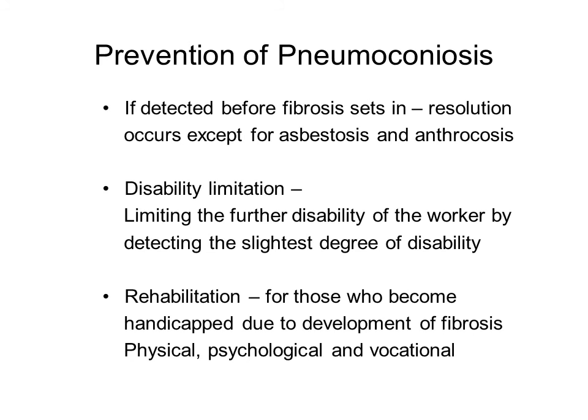The second part of the tertiary prevention is rehabilitation for those who have become handicapped due to development of the fibrosis, either physically handicapped, psychologically handicapped, or vocationally. Physical, psychological, social, and vocational rehabilitation should be provided.